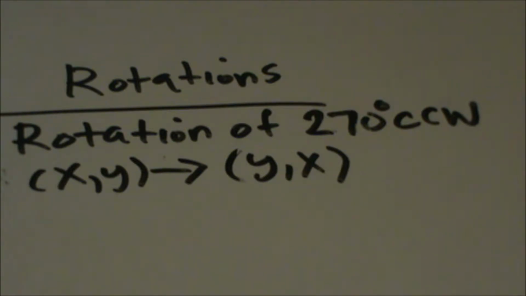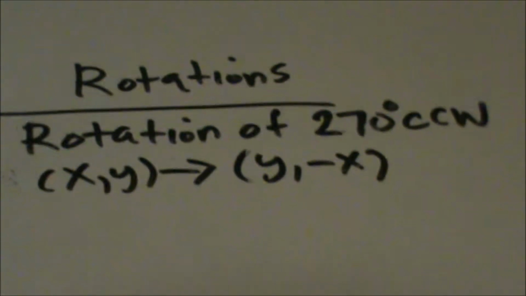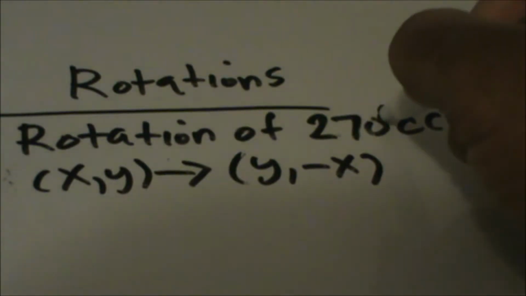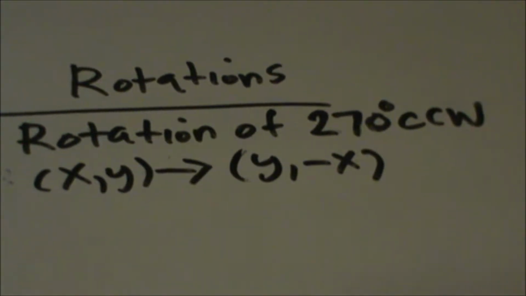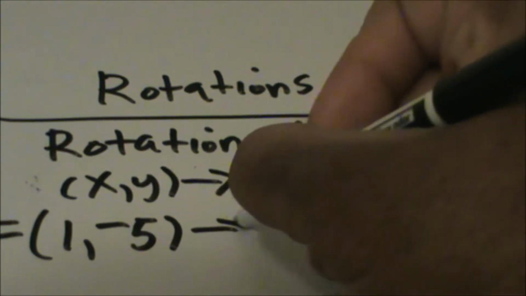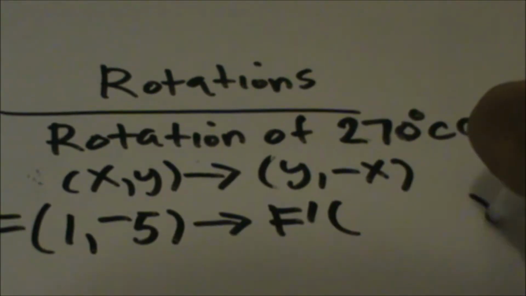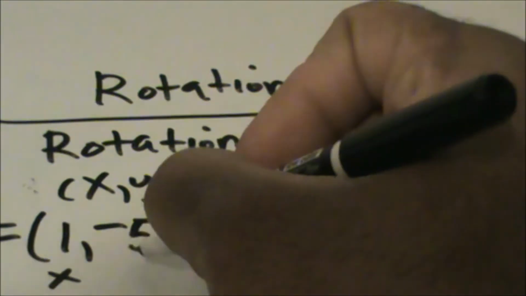This is the last rotation involving 270 degrees counterclockwise. We have our pre-image X and Y and the transformed image of Y and negative X. Let's begin. We're going to use the same points, F at 1, negative 5, and its transform, F prime. Take a look at it. This is your existing X and Y.